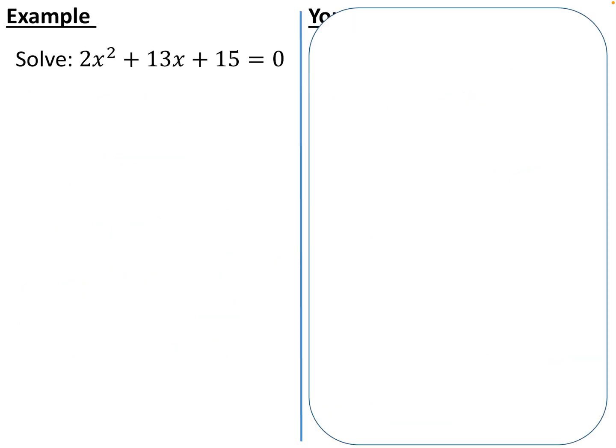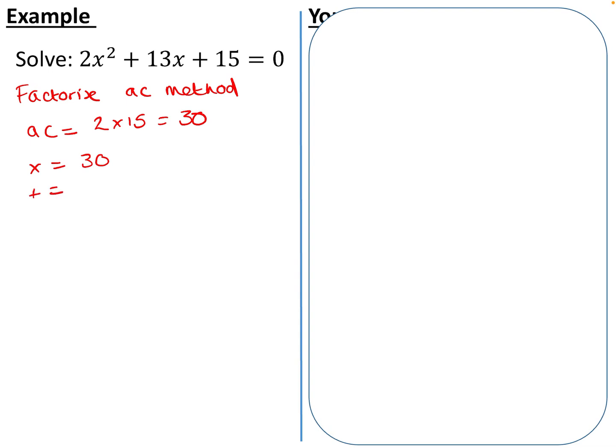Okay, I'm going to show you this example here. So we still want to factorise, and we're going to use the AC method. AC is going to be 2 times 15, which gives me 30. So I want two numbers to multiply to 30 and add to 13. Factors of 30 could be 15 and 2. Could also be 10 and 3. These two numbers here add up to 13, so I'm going to use those ones.